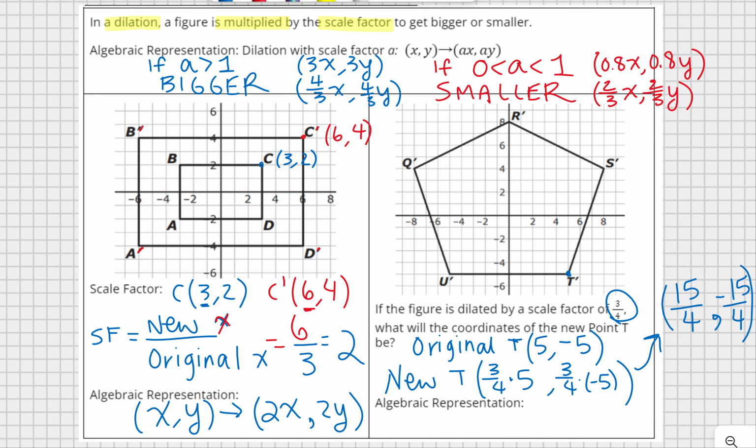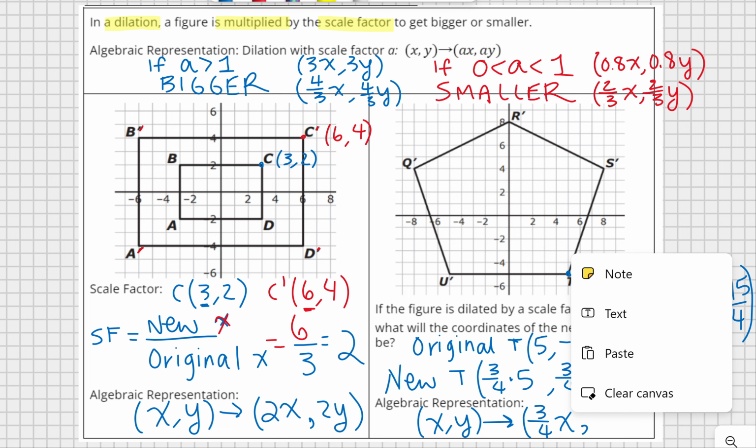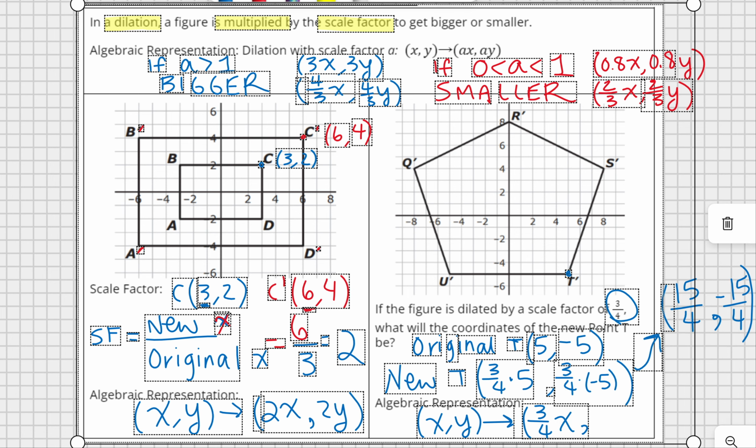All I did was multiply the original points times the scale factor. For the algebraic representation of this dilation, each xy point gets multiplied by a scale factor of 3/4. So it's 3/4 times the x value and 3/4 times the y value.